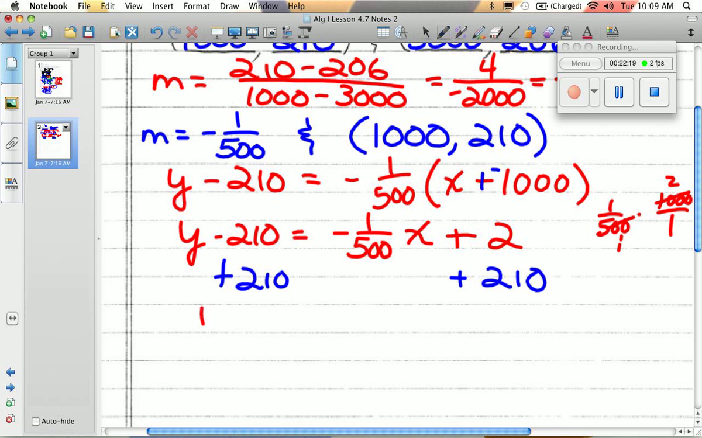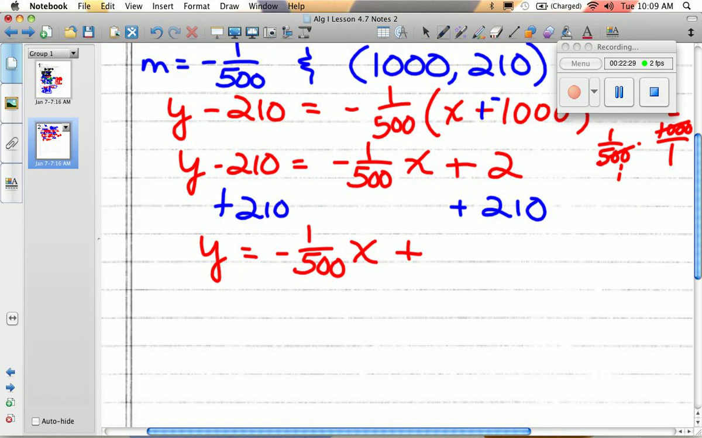And we have y equals -1/500 x plus 212. Do we now know the boiling temperature in degrees Fahrenheit at sea level? What is it? 212, yeah, we know it now.